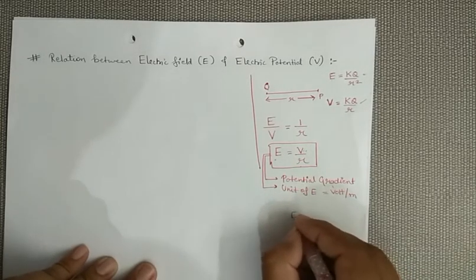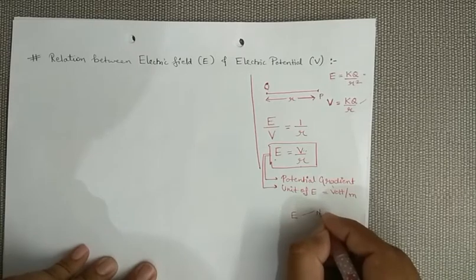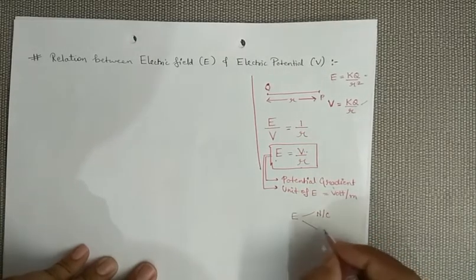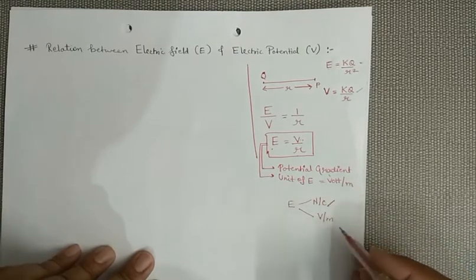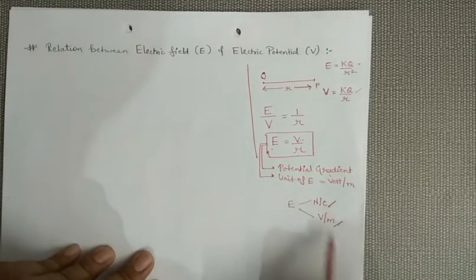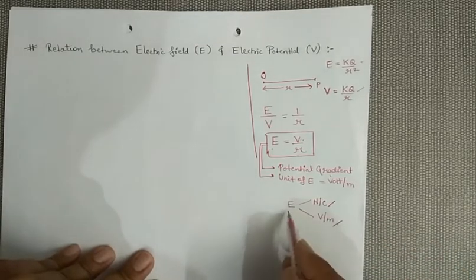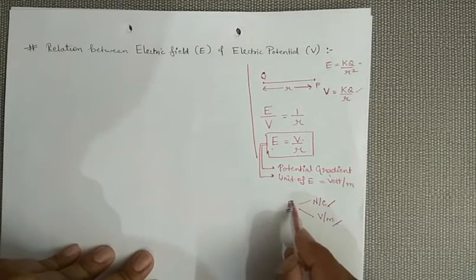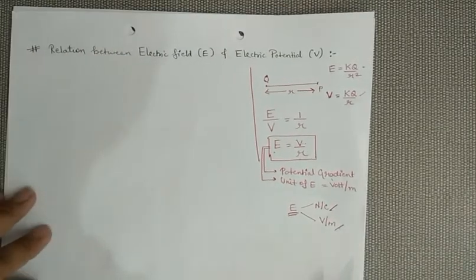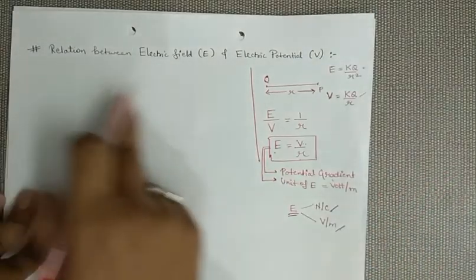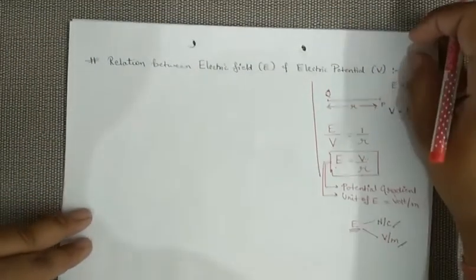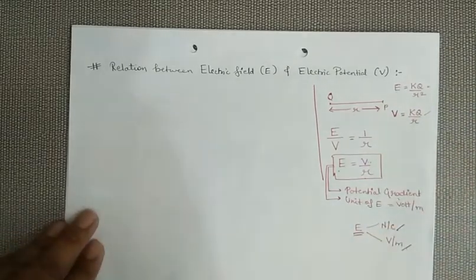If you remember, the electric field's previous unit was Newton per Coulomb, and now we have seen the unit is volt per meter. So in some questions you will find Newton per Coulomb, in some questions you will find volt per meter. Don't get confused. They both stand for the same physical quantity, that is electric field. This is a very simple approach to learn this relation, but now we will see in a derivation manner how the relation is established between them. So look at it carefully.